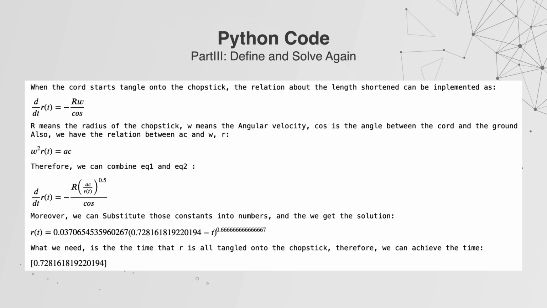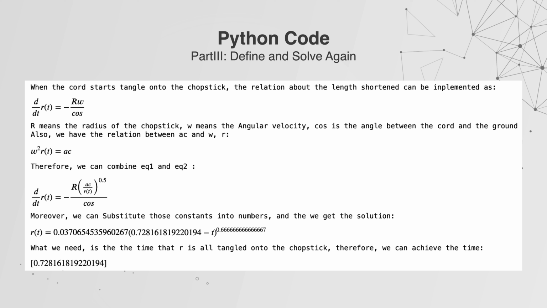It's actually quite simple because the length of the cord is basically R. So if it moves forward a little bit, the length that it tangles onto the chopstick can be expressed by this equation. And we also need another equation to get omega, and the omega came from the equation of the centripetal acceleration, which is AC equals omega squared times r.